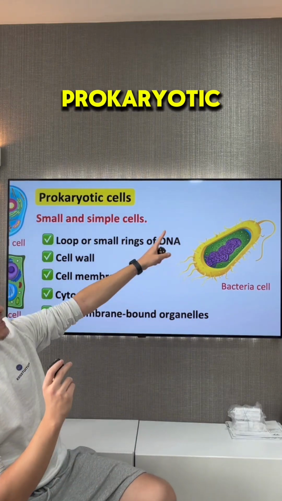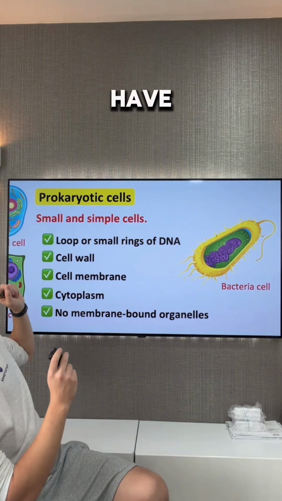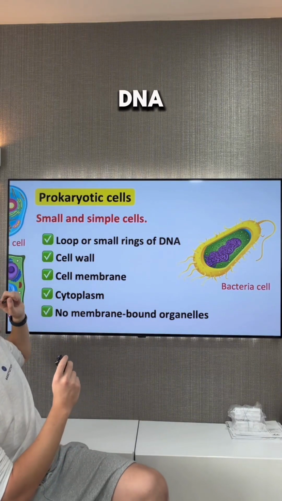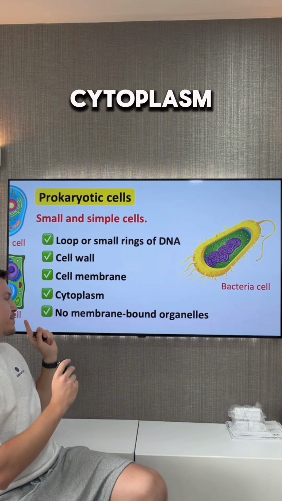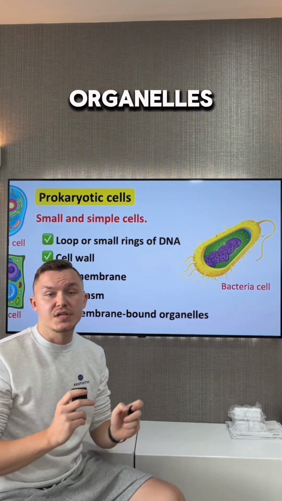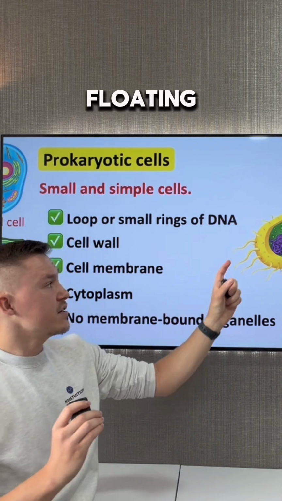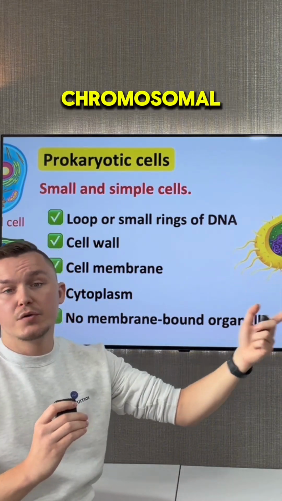Whereas prokaryotic cells, things like bacterial cells, have a loop or small rings of DNA. Plasmids are circular pieces of DNA. They have a cell wall, cell membrane, cytoplasm, and no membrane-bound organelles. So the DNA is not enclosed within the nucleus, it's floating around in the cytoplasm as plasmids and chromosomal DNA.